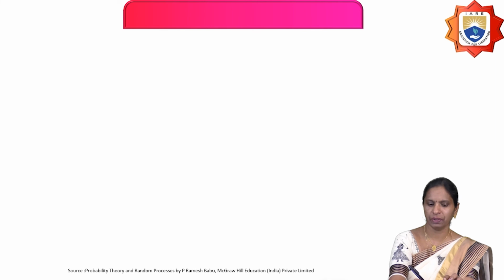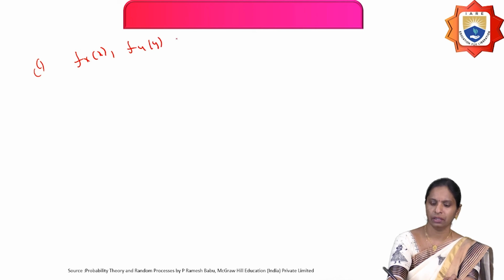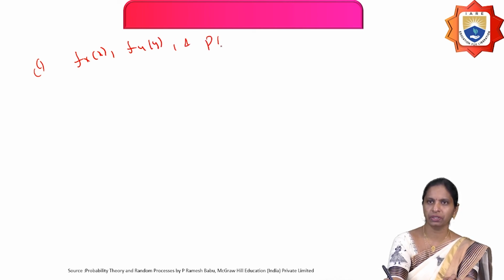And what is the third problem here? You have to calculate what? Marginal distribution functions of x and y. And then you have to calculate the probability of y from y1 to y2, that is 1 by 4 to 3 by 4.